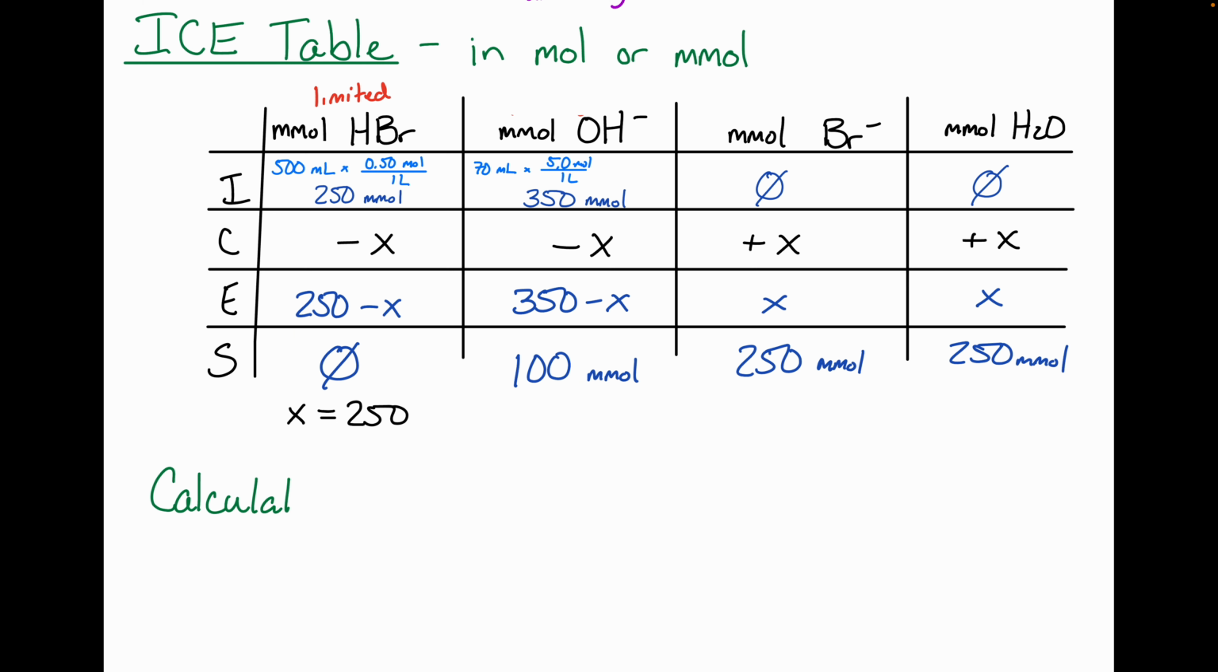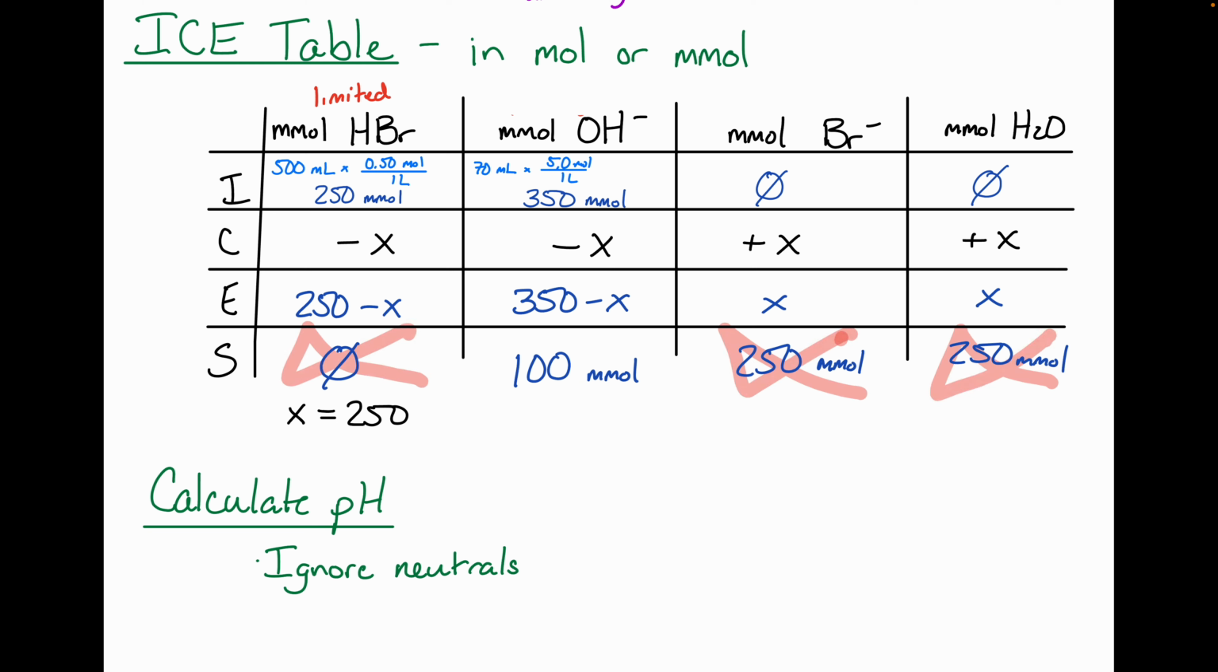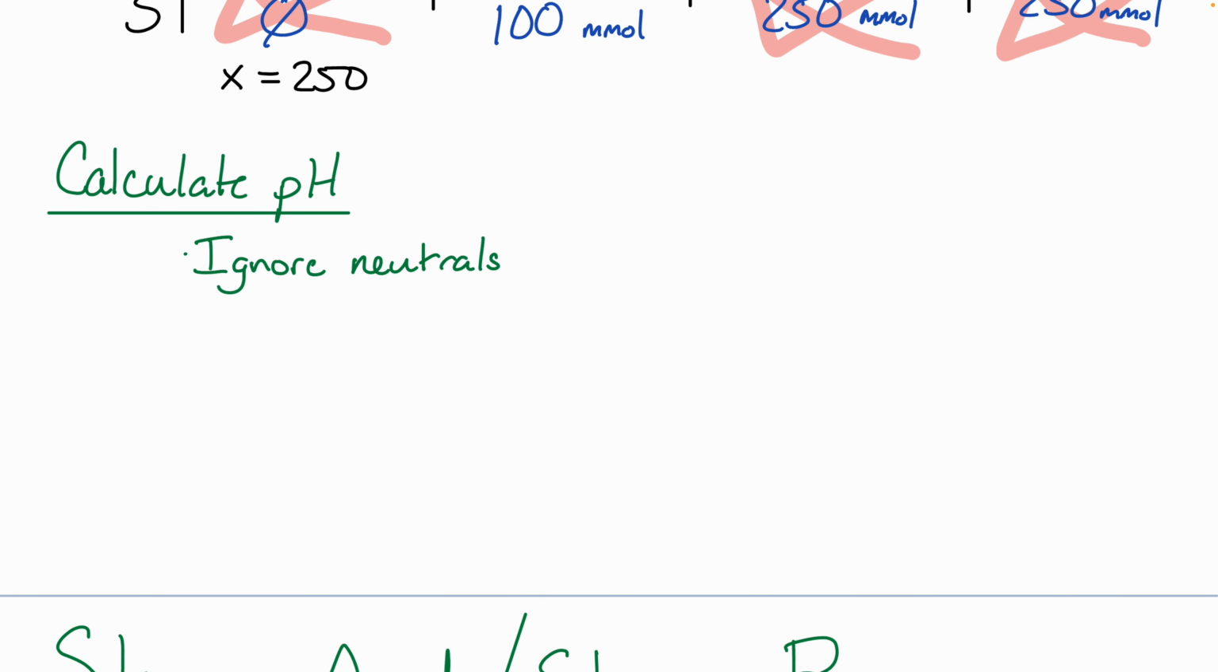Okay, when we go to calculate our pH, we again get to ignore the neutrals. I get to ignore the HBr because it's not there. I get to ignore the bromide and the water because they're neutral. Again, the only difference here is that now we have to convert back to our molarity.